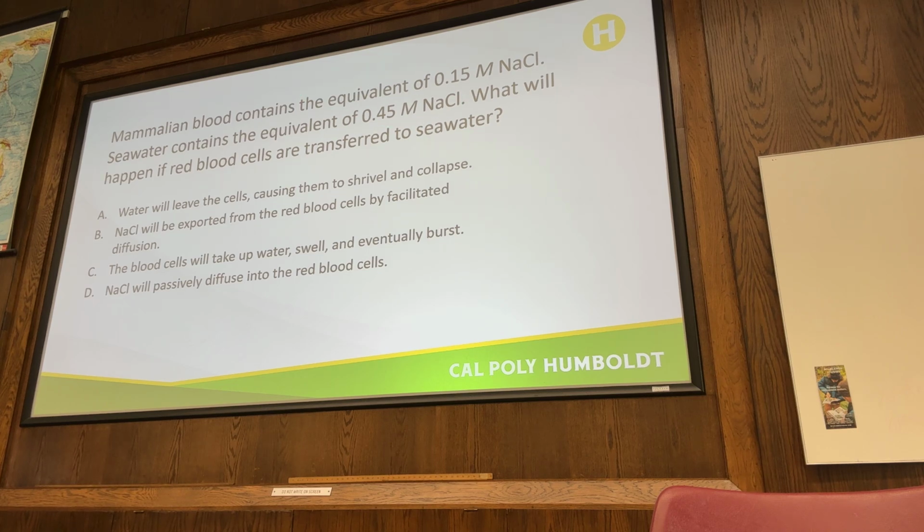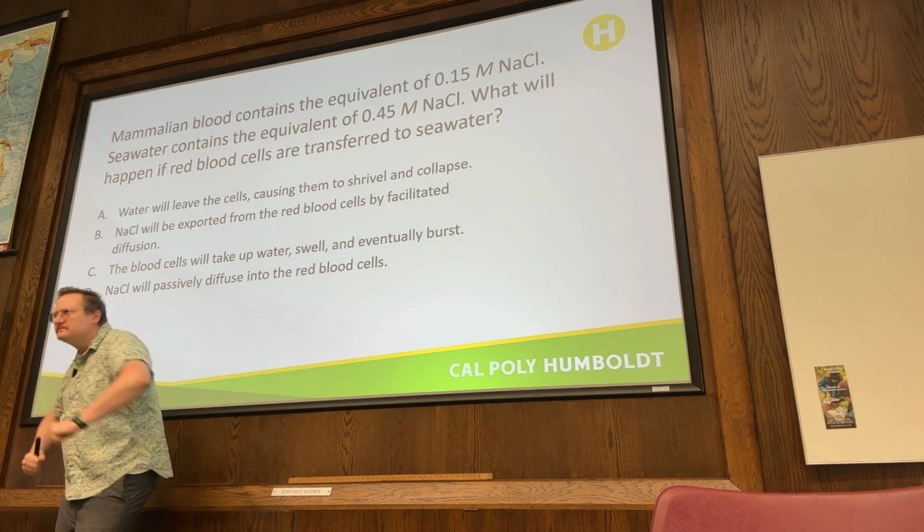So that red blood cell in a hypertonic solution, what's it going to do? Shrink, shrivel. All these are correct. Water will leave the cell, causing them to shrivel and collapse, right? Now, sometimes the wrong answers are also informative. This one right here: NaCl will be exported from the red blood cells by facilitated diffusion. Why is that wrong?